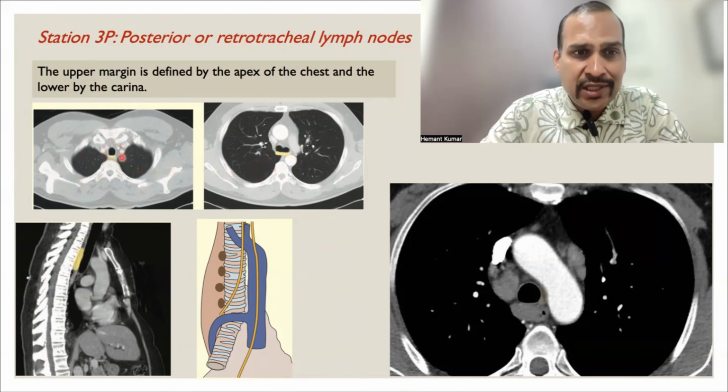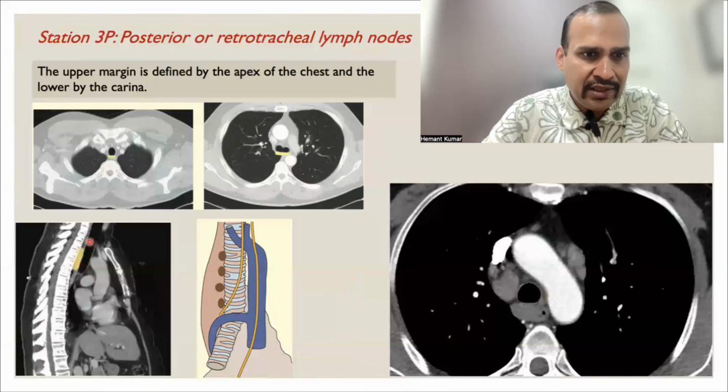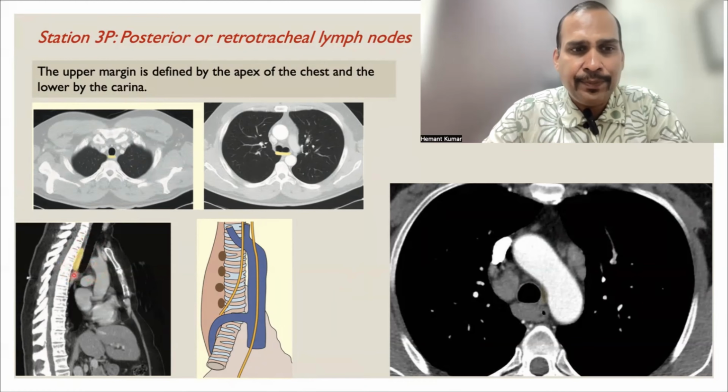Okay, posterior to the trachea, in front of the vertebrae. This is the vertebrae. Can you see this vertebrae? In front of the vertebrae, this is the posterior or retrotracheal lymph node, or prevertebral lymph node. So you can see this is the trachea, this is the vertebrae, and in between them, this is the lymph node called 3P, or prevertebral. Okay, this is prevertebral.